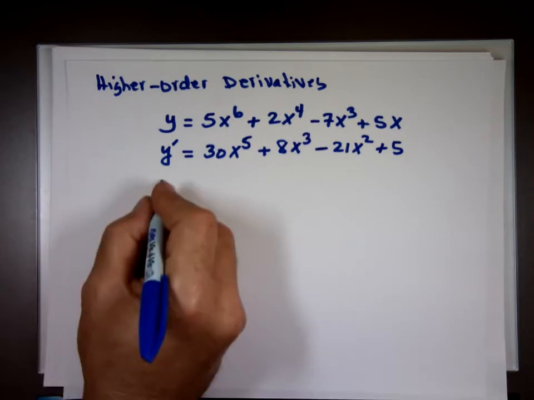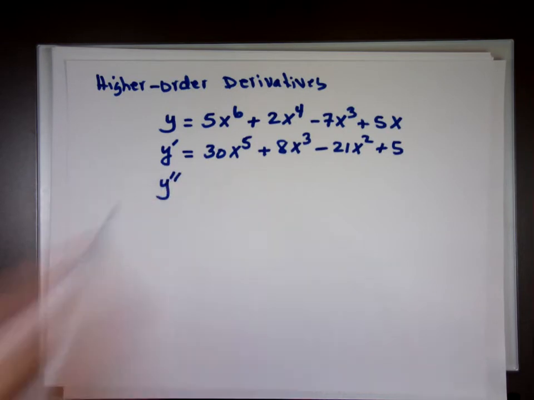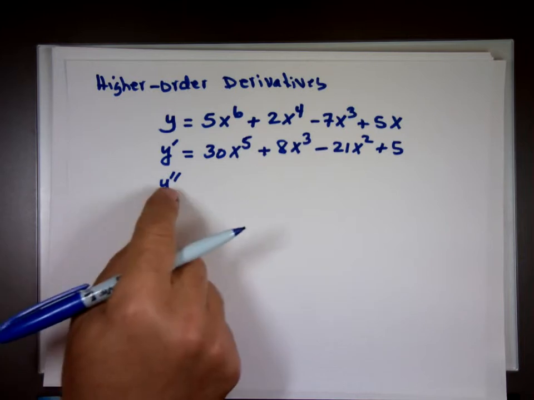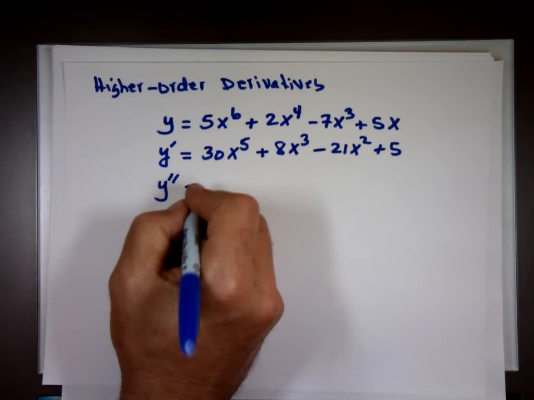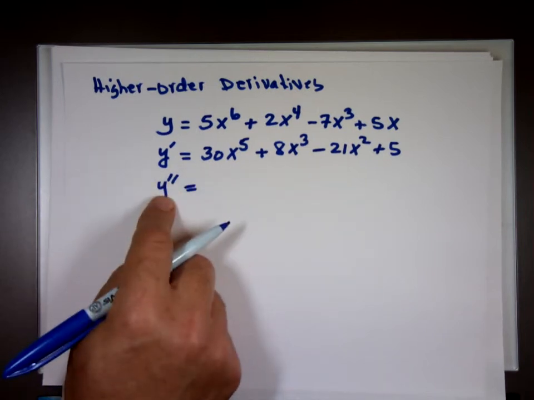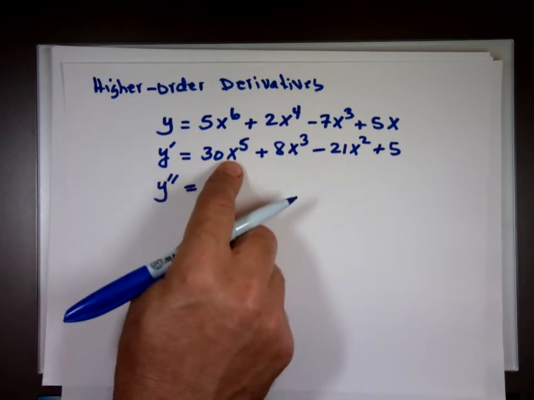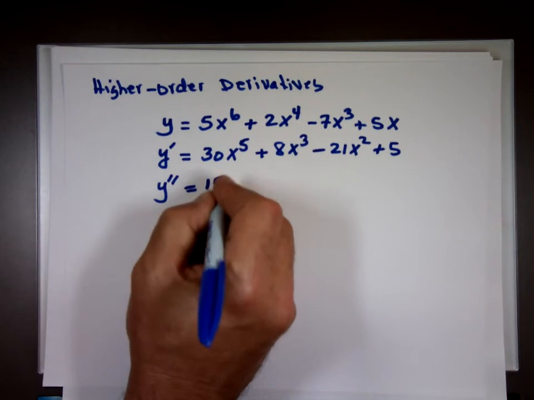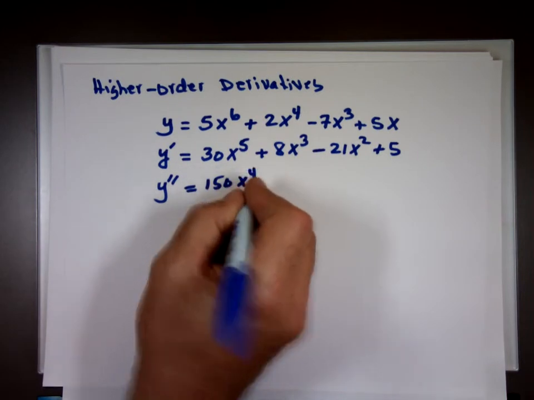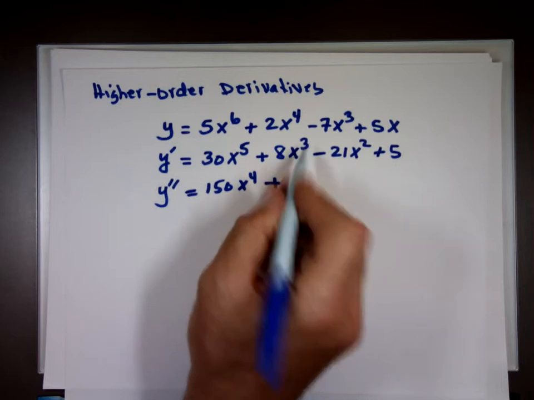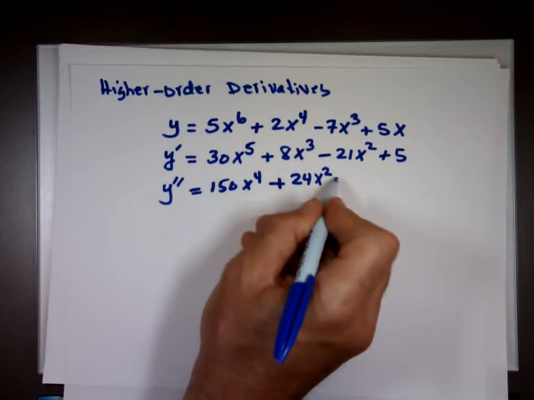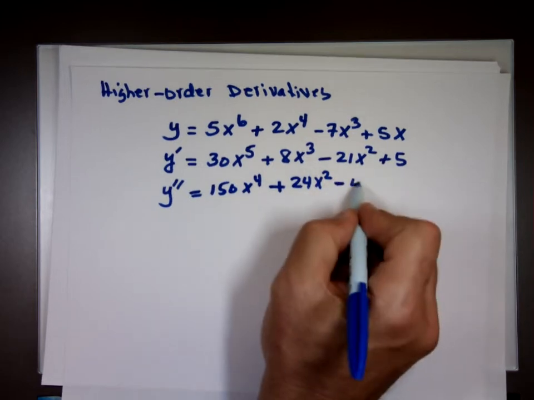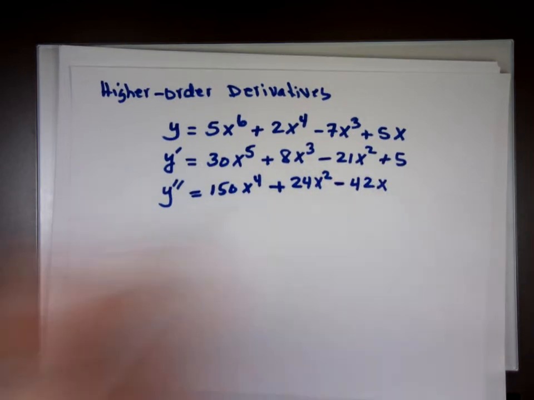If I want to find the second derivative, that's the derivative of the first derivative. So what's the second derivative here? What's the derivative of this answer now? 150x to the 4th plus 8 times 3, 24x squared minus what? 42x.